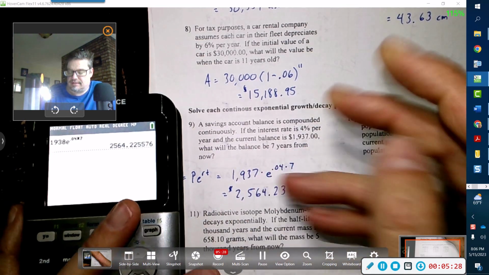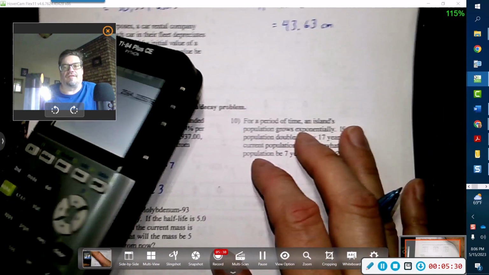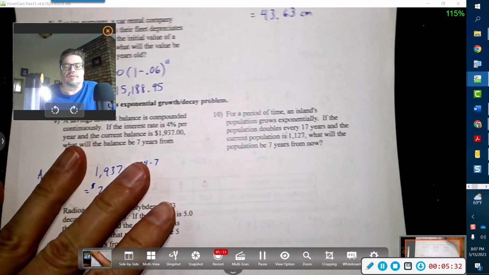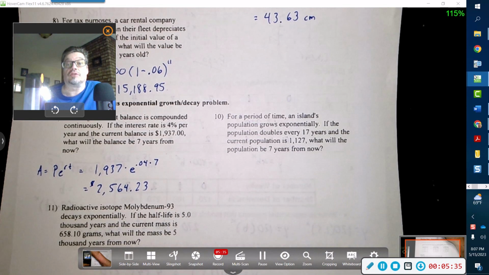And that makes sense. We've got $2,564.23. Number 10, for a period of time, an island's population grows exponentially. Okay, if the population doubles every 17 years, and the current population is 1,127, what will the population be seven years from now?